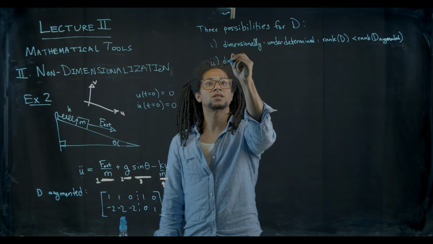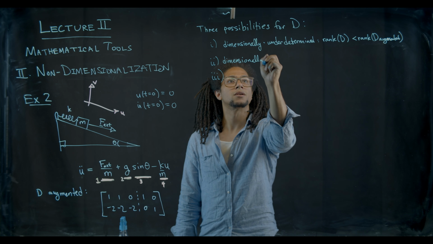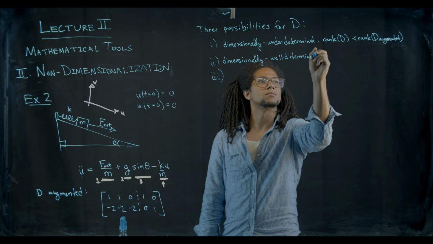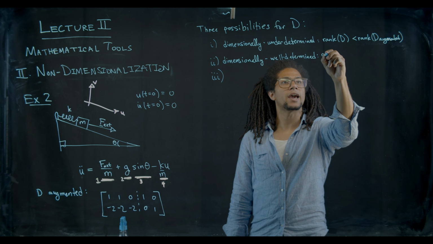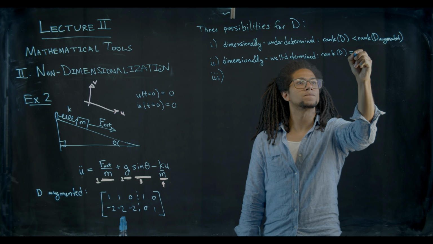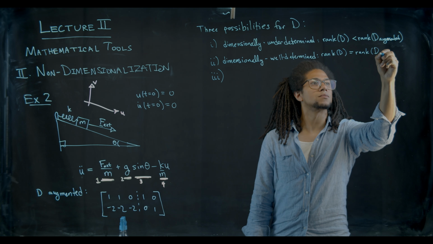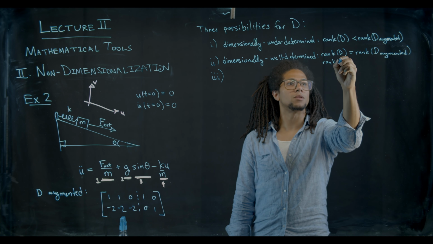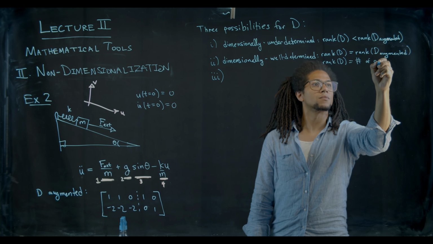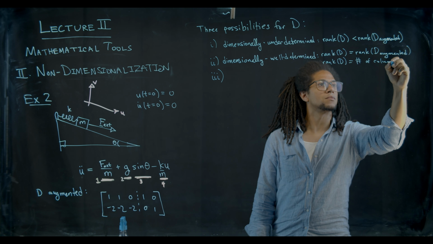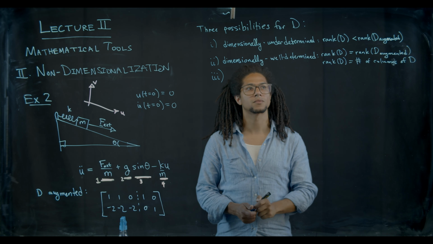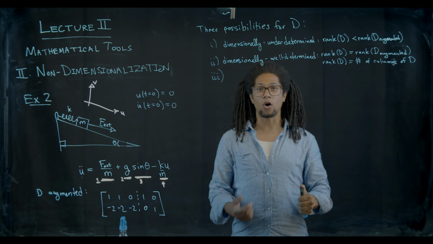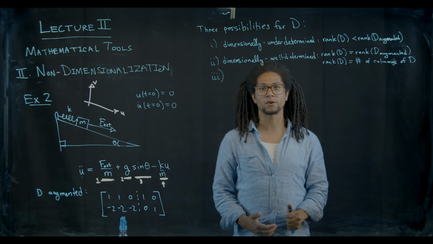The next possibility is that we have a system which is dimensionally well determined. This means that the rank of D and the rank of D augmented are the same, and that the rank of D is equal to the number of columns of D. Now, in this case, we have precisely the number of constants that we need in order to make all of our reference quantities, and no more. So all of our reference quantities are unique.